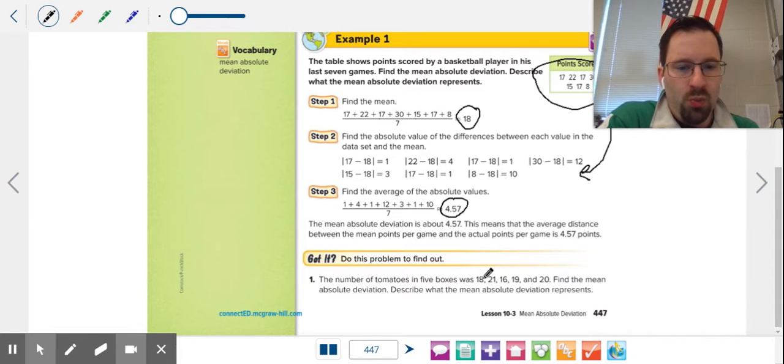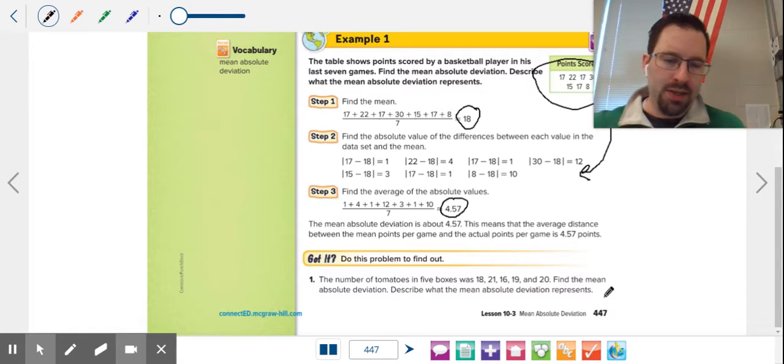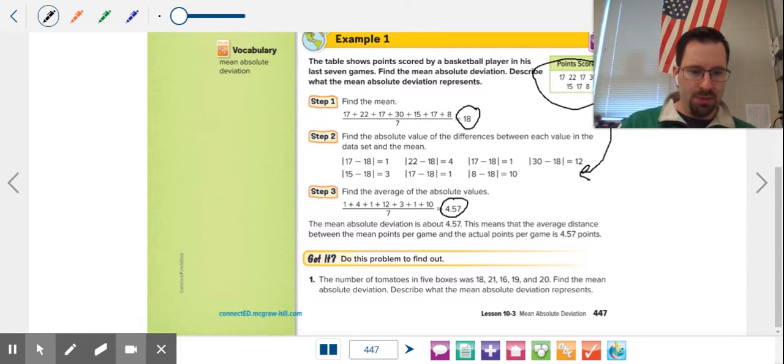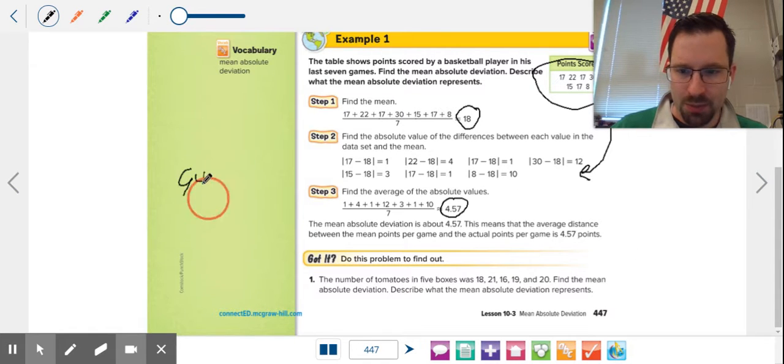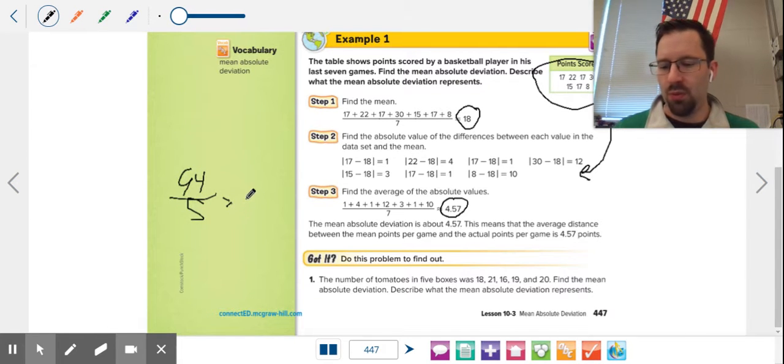So if we take a look down here at this one, it says the number of tomatoes in 5 boxes was 18, 21, 16, 19, and 20. Find the MAD. All right, so let's first add them all up. 18 plus 21 plus 16 plus 19 plus 20 is 94. Divide by 5 is 18.8.